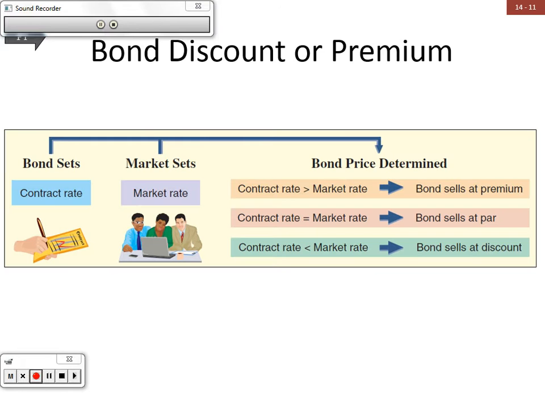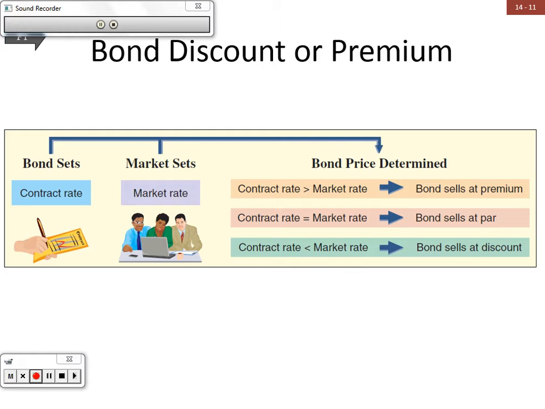Now, sometimes bonds can be sold at a discount or they could be sold at a premium or they could be sold, you know, as is, no gain, no loss. The bond is set at a contract rate, okay? The market has its rate.